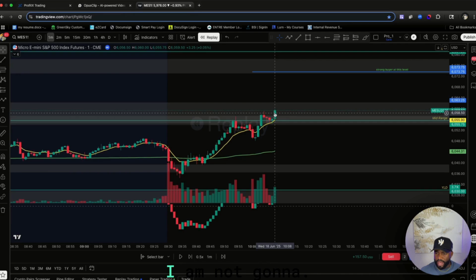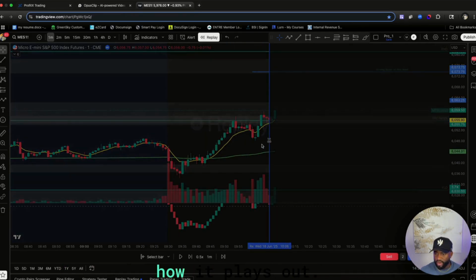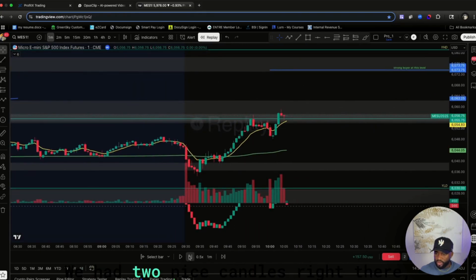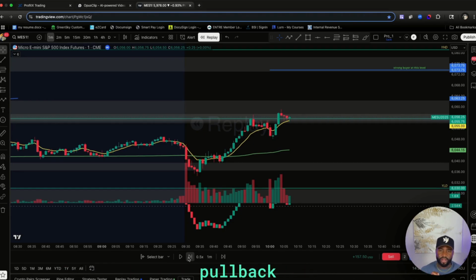Now, I am not gonna, you know what? I am gonna enter it and I'll just see how it plays out. We had 2 nice candles right there, or 3 for a pullback. Now, this candle right here is a doji and is very critical with your micro pullback setup.